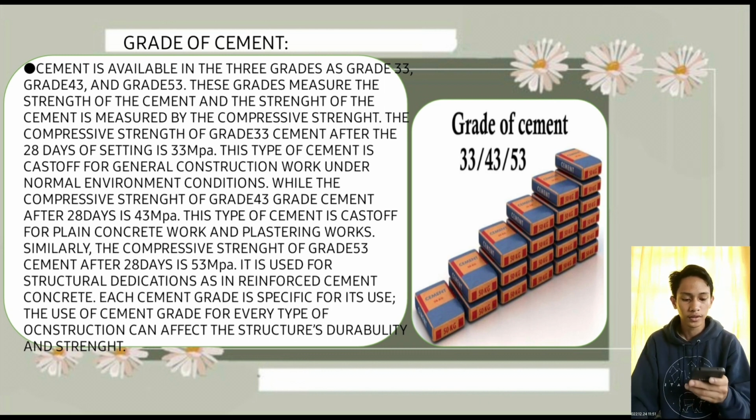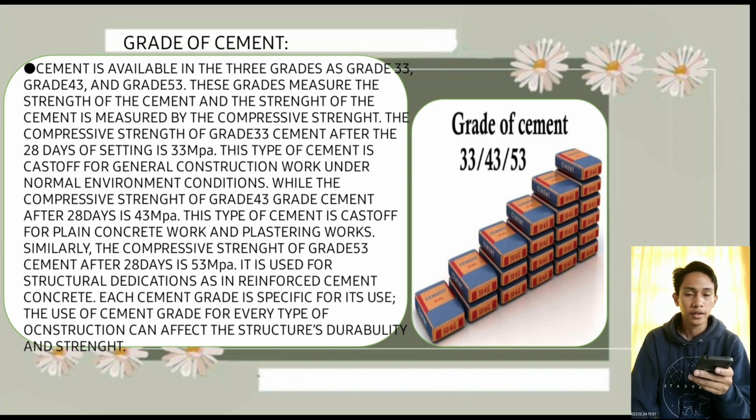So the first is grade 33. Grade 33 has a compressive strength of 33 megapascal after 28 days of curing. This type of cement is used for general construction work under normal environmental conditions. Nowadays, grade 33 cement is rarely used because most of the manufacturers have shifted to PPC. This grade is commonly used for making concrete of low strength.